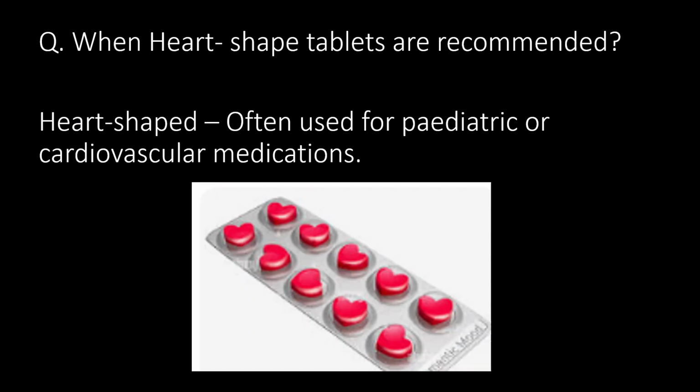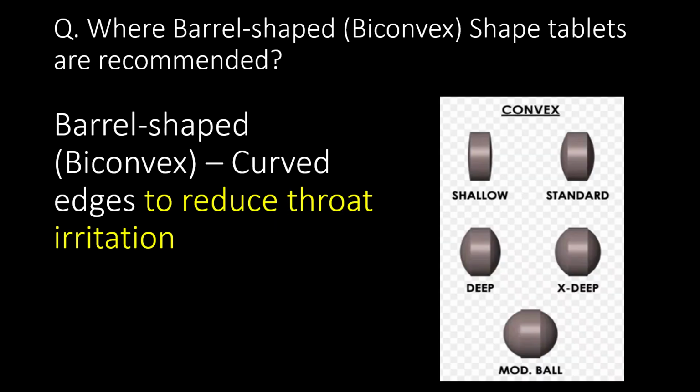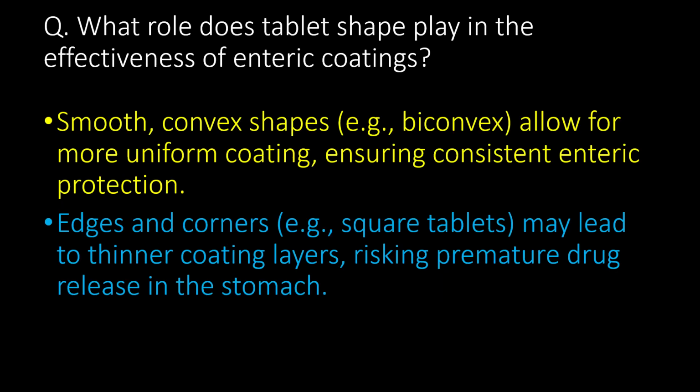When are heart-shaped tablets recommended? Heart-shaped tablets are often used for pediatric or cardiovascular medications, whereas barrel-shaped or biconvex tablets are recommended because they have curved edges to reduce throat irritation.